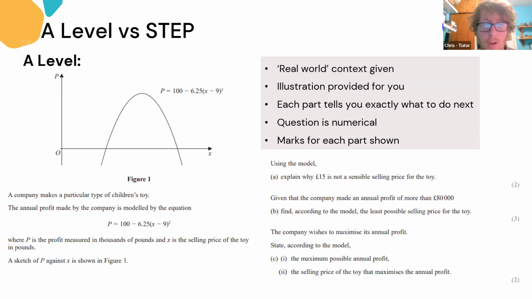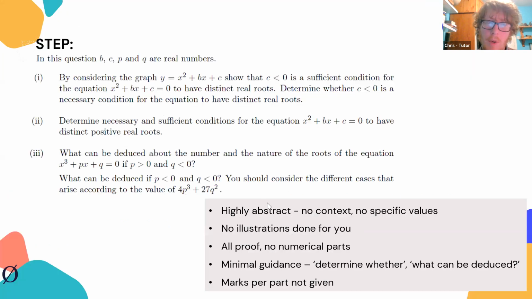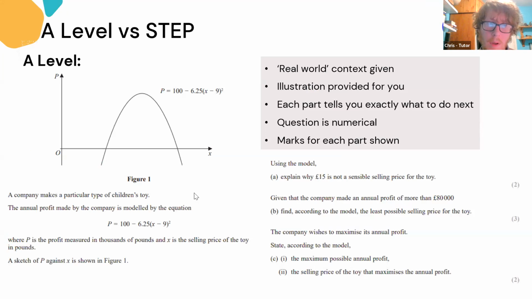Also, the question is very numerical. You can see the equation by the graph. It's got specific numbers in. There are specific prices throughout the rest of the question. And also, if you look at the very right-hand side, it's a little bit faint, but they tell you how many marks each part is worth. So you can see, okay, where do I need to spend my time? You can plan your question that way.